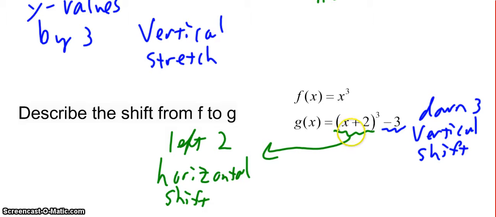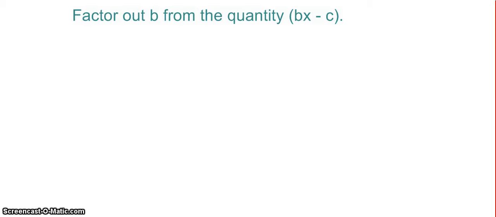Alright, so hopefully we remember, again, if it's inside of the function, it's doing the opposite. So since this looks like +2, we're actually going to go to the left 2. We might call this a horizontal shift. And this is outside of the function being x cubed. So this is going to do the operation, so it's going to go down 3, and that would be called a vertical shift.